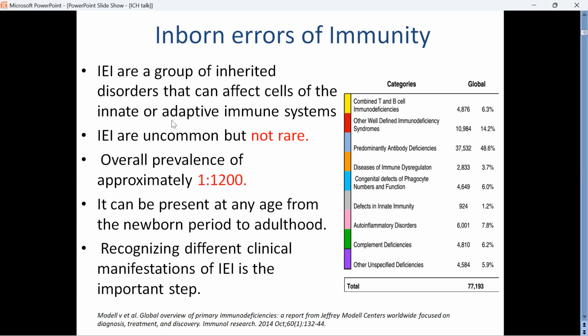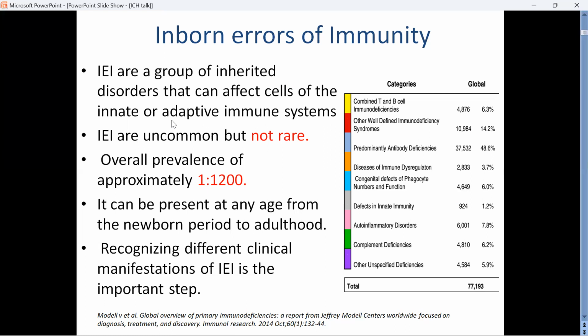So, you need to have a high degree of suspicion when you find children or patients with repetitive infections requiring hospitalization or IV antibiotics to clear their infections. The overall prevalence is about 1 in 1200. It can present at any age from the newborn period to adulthood. So basically, it depends upon what type of immunodeficiency you have.